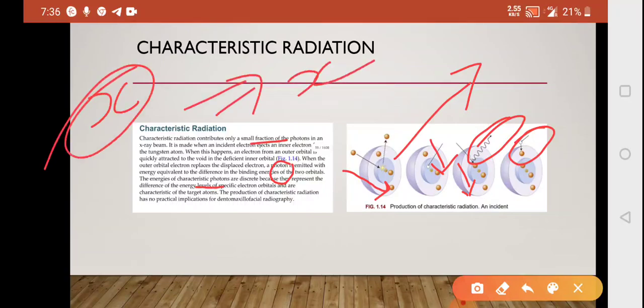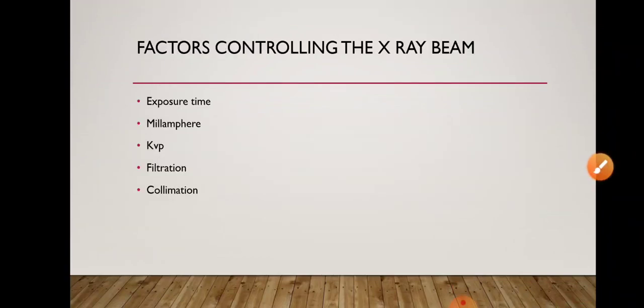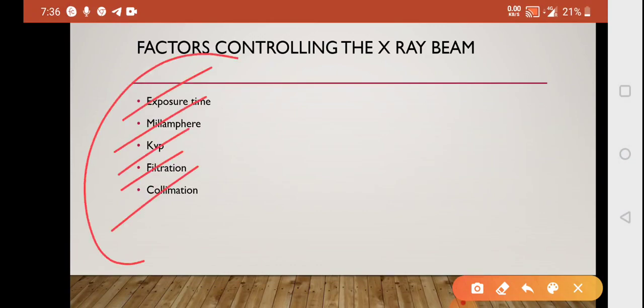the energy x. Fine. So the production of characteristic radiation has no implication, and there are hardly any questions asked from this topic, except how the X-rays are produced. The answer is Bremsstrahlung radiation and characteristic radiation. Next come the factors that control the X-ray beam: exposure time, milliamperage, KVP, filtration and collimation. These are the 5 points you should know, around which the MCQs revolve.